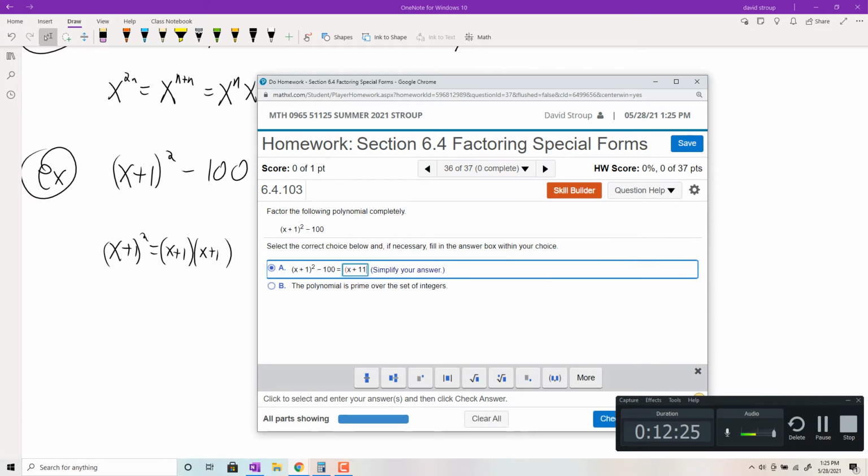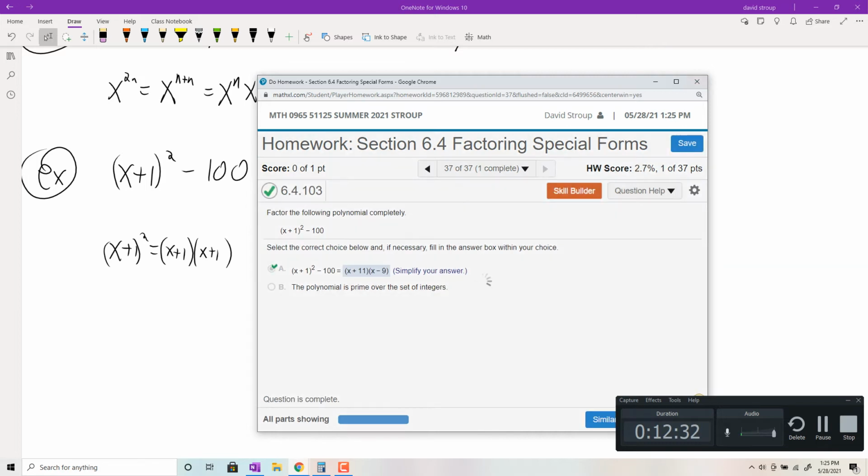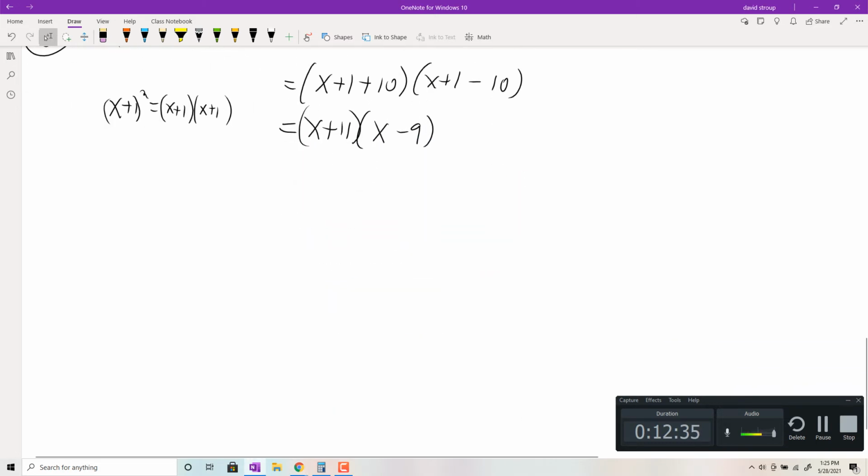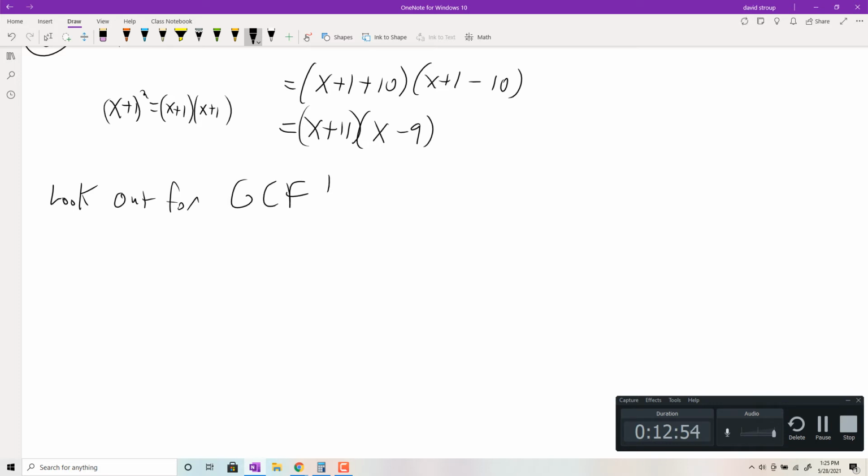x plus 11, x minus 9. Okay, so they really try to challenge you. Remember the golden rule for factoring. Always try to get the GCF first, okay? Look, basically you're always scanning to see if there is a GCF first. That'll make your life a lot easier. So let's take a look at some of those examples.